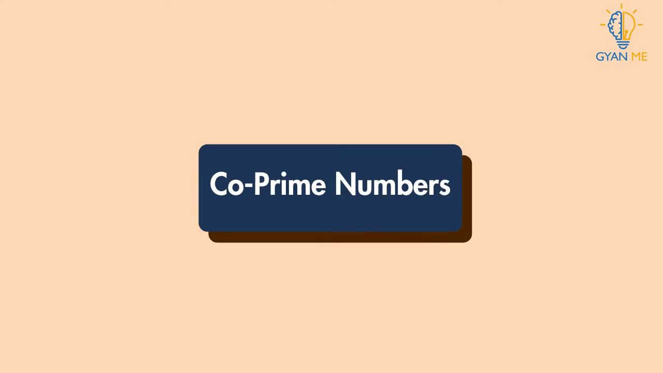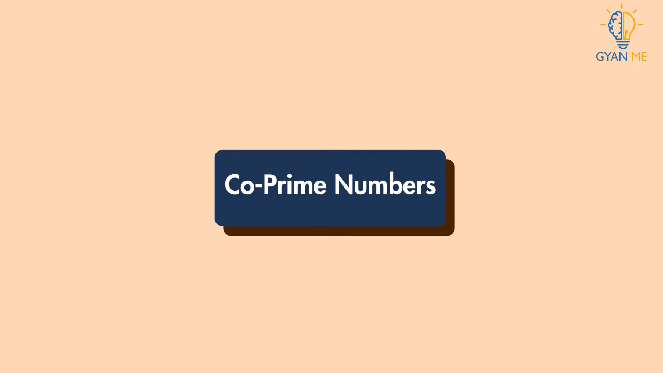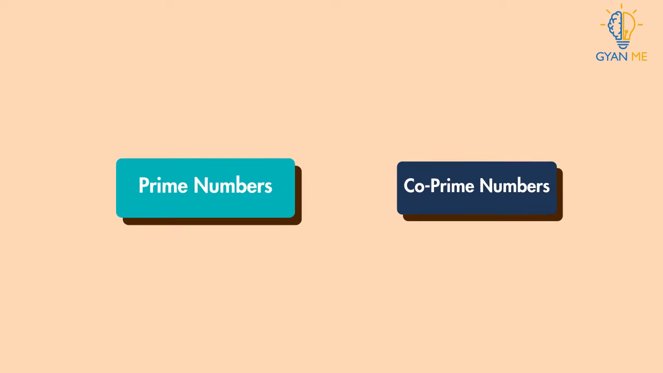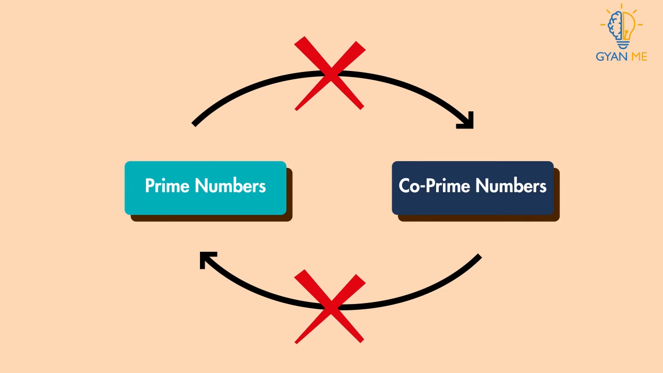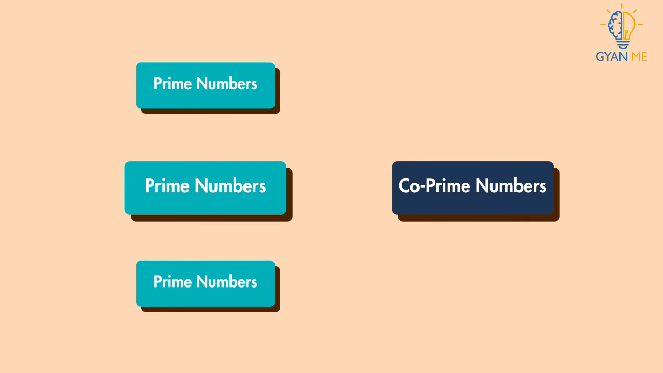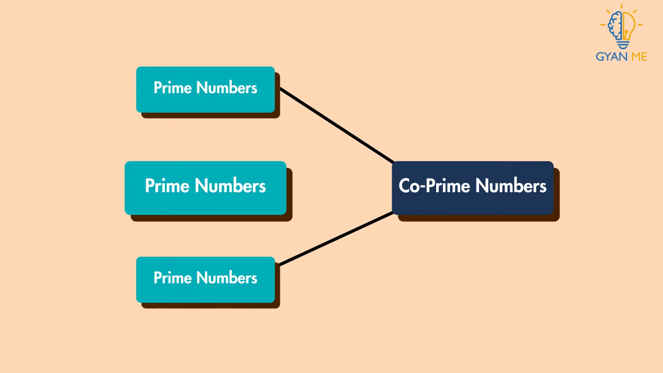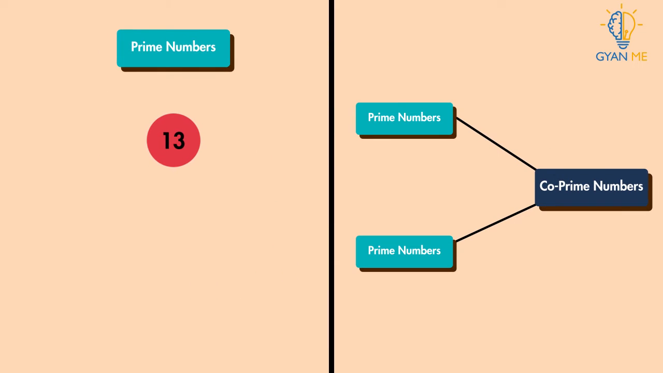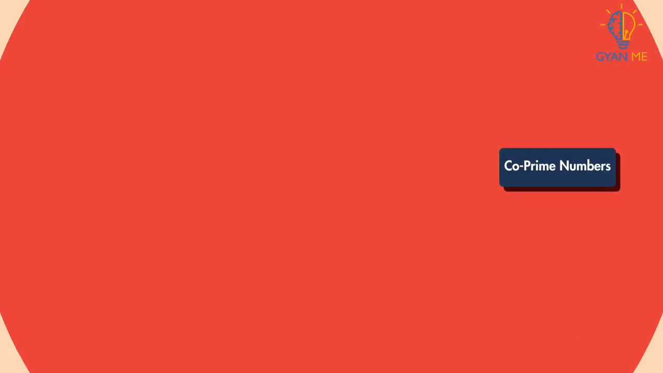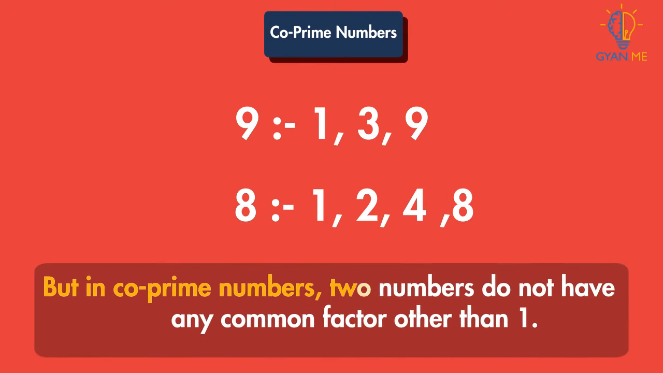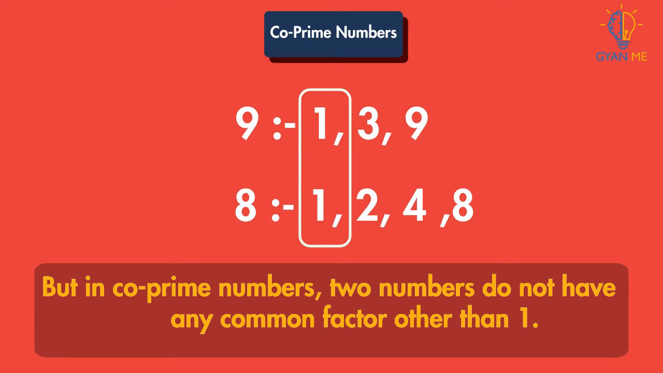Now let us revise the concept of coprime numbers. Students, please note that coprime numbers have nothing to do with prime numbers, except that any two prime numbers will always be coprime numbers. A prime number is a single number that does not have any factor other than 1 and the number itself. But in coprime numbers, two numbers do not have any common factor other than 1.